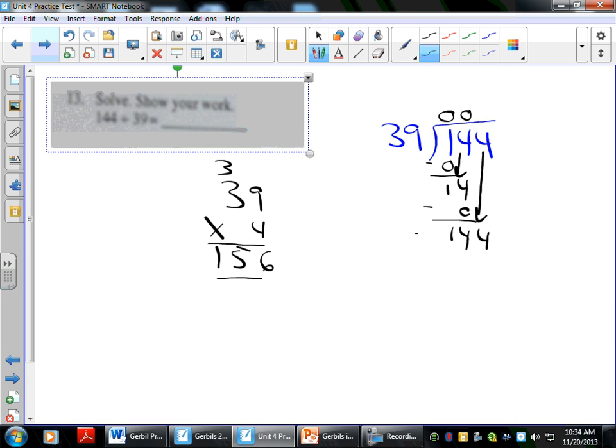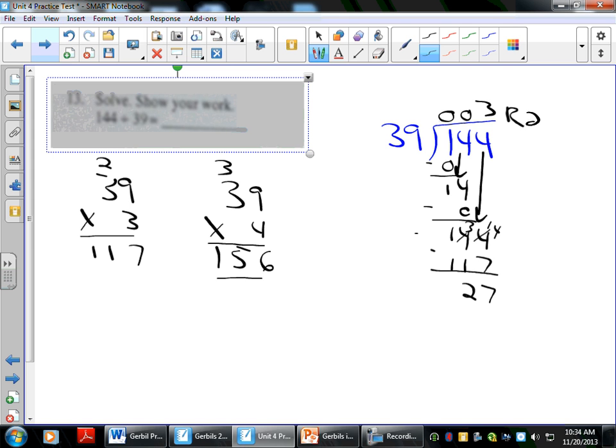156 is too high. So we're going to have to go 39 times 3. 9 times 3, 27. 3 times 3 is 9, plus 2 is 11. Put a 3 here. 117. Go ahead and subtract. Got a 14 here. 3. 7, 2. 27. The answer is 3, remainder 27.